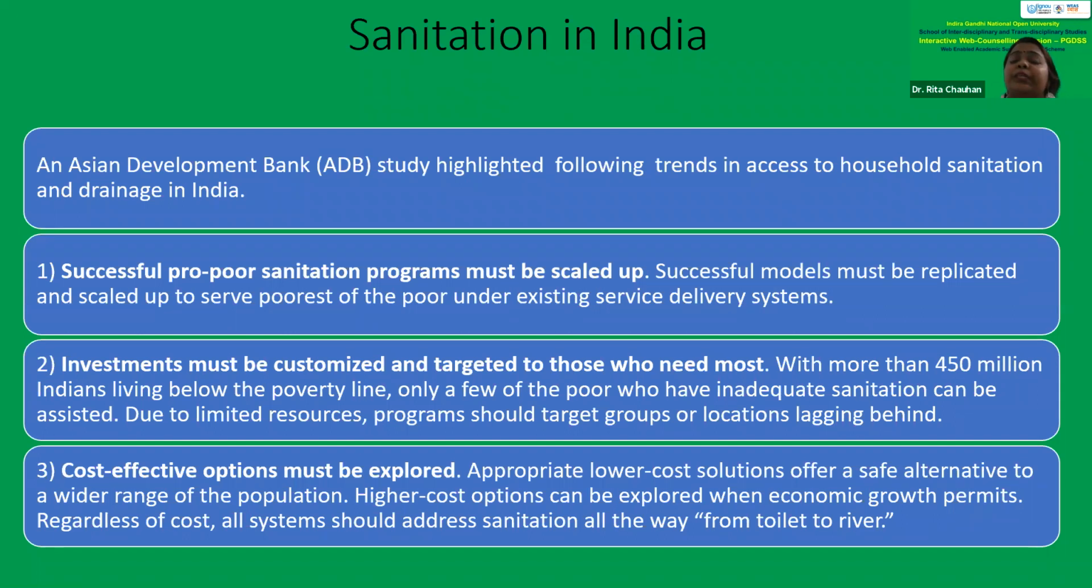Then investment must be customized and targeted to those who need it the most, such as people below the poverty line. They must be given proper sanitation facilities, because we cannot say that if we are having a good facility, everyone is having a good facility. In a slum area also, if any people have a problem, then it is going to affect all of us. So we have to look into the totality of the system towards the whole population.